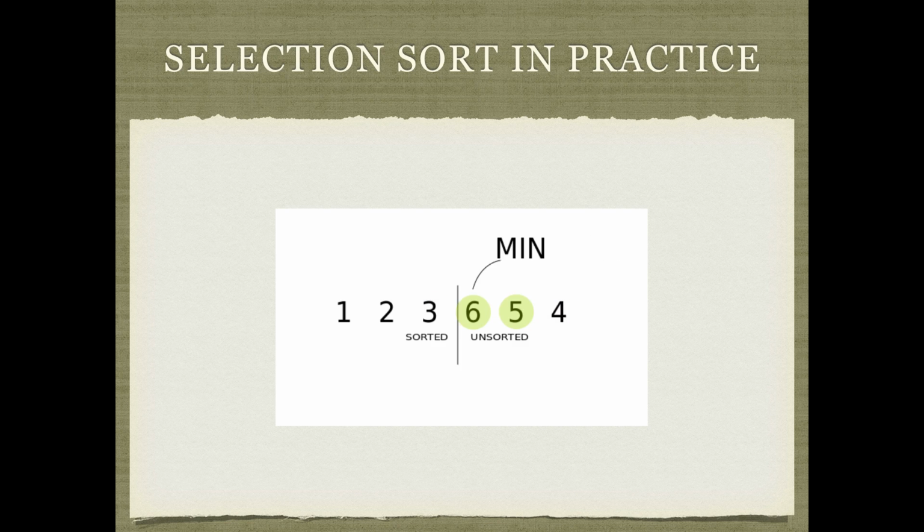So there we swapped 3 and 4. Here we're looking at 5, 6, and 4. The minimum is 4, swap with 6, and now we're sorted. There you go.